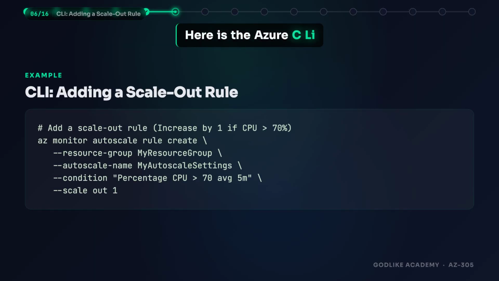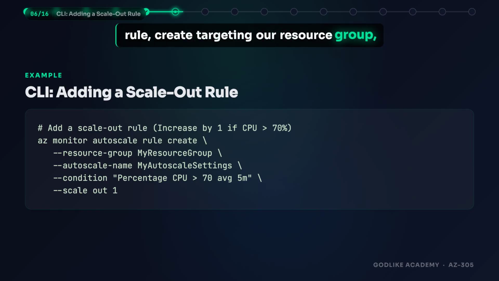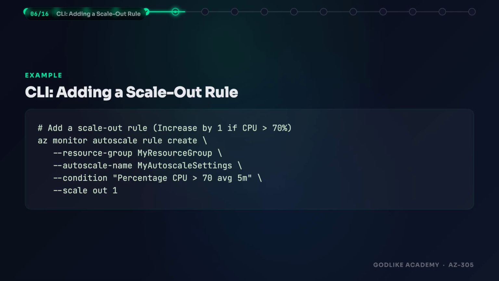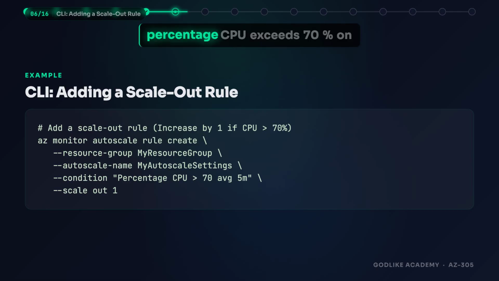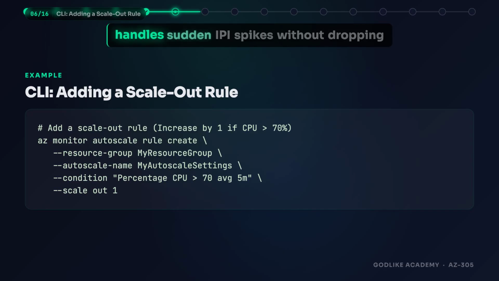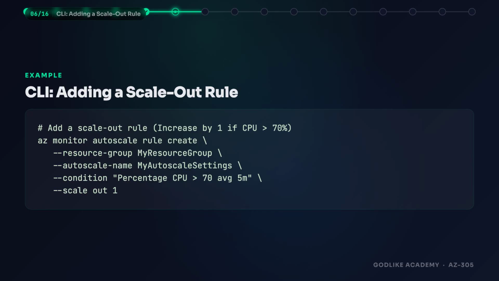Here is the Azure CLI command to add a scale-out rule. We use az monitor autoscale rule create, targeting our resource group and autoscale name. The condition specifies that when the percentage CPU exceeds 70% on average over 5 minutes, we should scale out by one instance. This directly implements the metric trigger we discussed, ensuring your web tier handles sudden spikes without dropping requests.